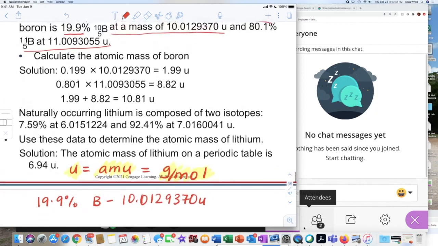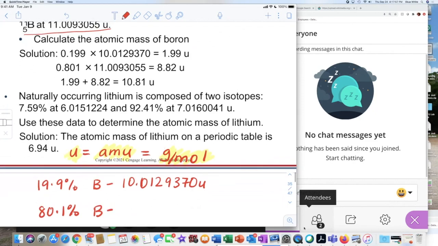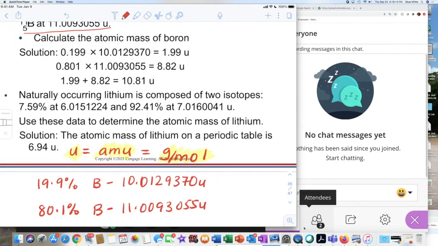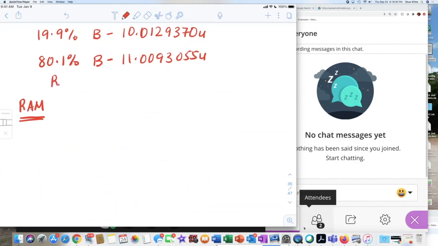The next one is 80.1%. When you add the percentages, they usually give you 100. The other boron is 11.009305 U. Once we have that, they're telling us to figure out the atomic mass of boron. There's actually a formula. The atomic mass, the mass in the periodic table, is the same thing as the relative atomic mass. So I'm going to write here that RAM is the same thing as atomic mass.